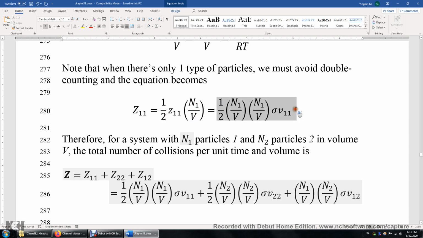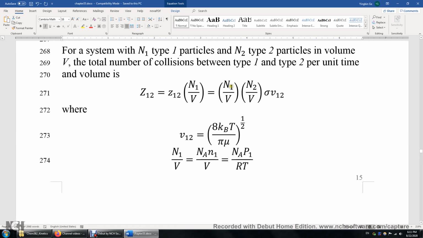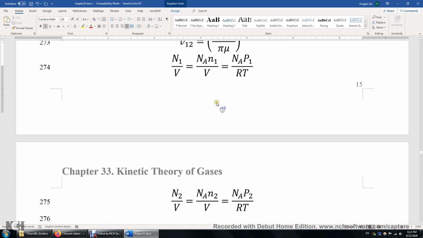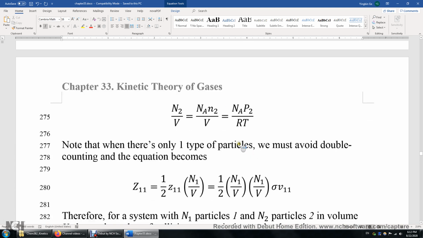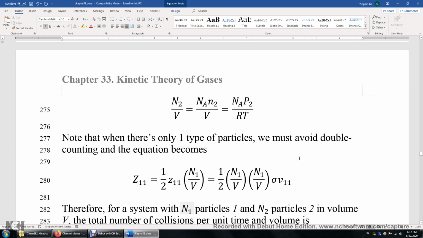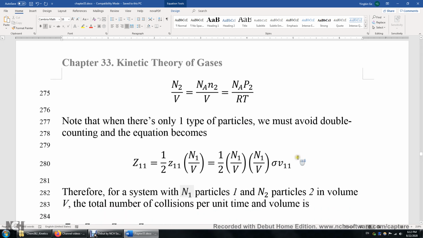All right, so we got this formula. Again, it's similar to this formula with two changes. This N2 is replaced with N1, and then we introduced 1/2 in front to avoid double counting between the two particles A and B. Again, if A collided with B, we should not count this B collides with A again.